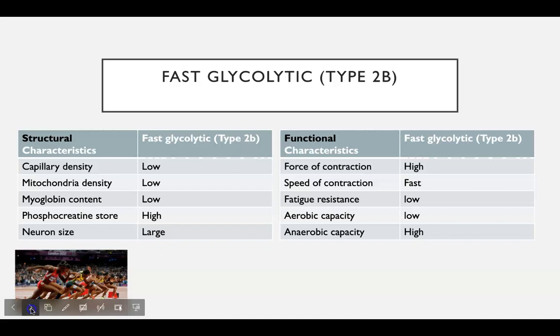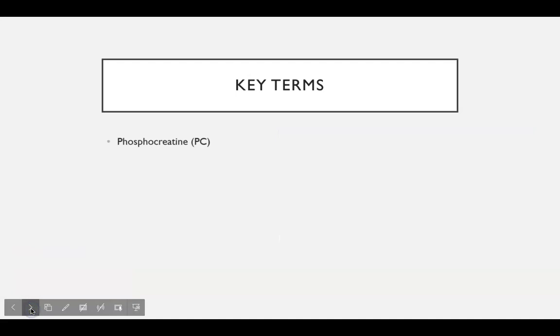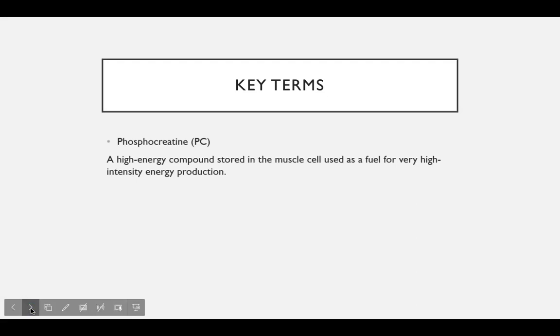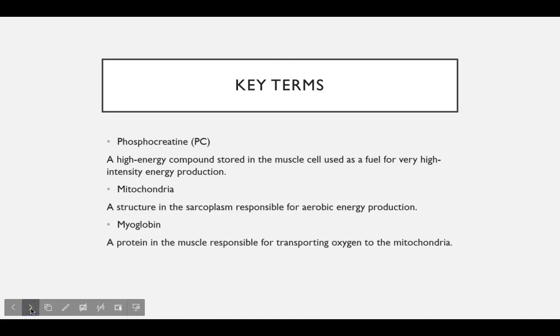Lastly, key terms we need to know: phosphocreatine. Phosphocreatine stores are in fast-twitch muscle fibre types, fast oxidative glycolytic and fast glycolytic. This is a high energy compound stored in the muscle cell, used as a fuel for very high intensity energy production. Mitochondria, a structure in the sarcoplasm. This is found in the muscle. This is responsible for aerobic energy production. And then myoglobin is a protein in the muscle responsible for transporting oxygen to the mitochondria.